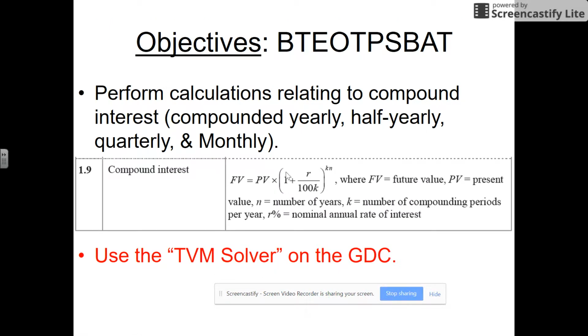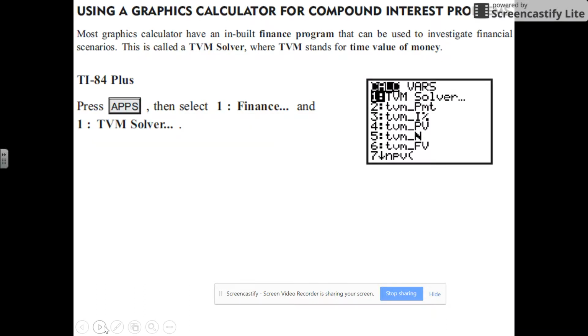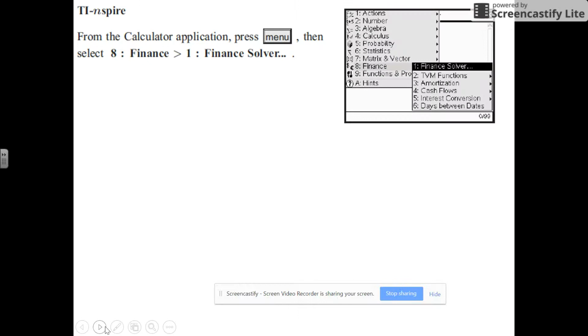So now we're going to use the TVM solver on your calculator. So under apps, there's a finance app. For some of you, it'll say finance. Some of you might just have TVM solver. It depends on your calculator. You want to open it up. I don't know if anybody has an Inspire. If you do, you got to find the finance solver.